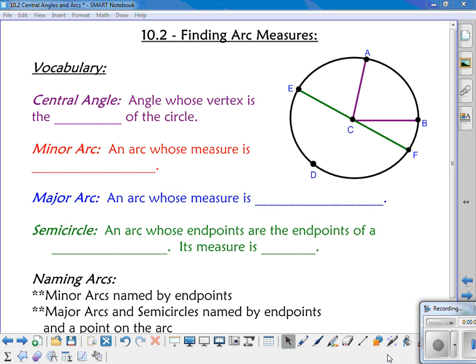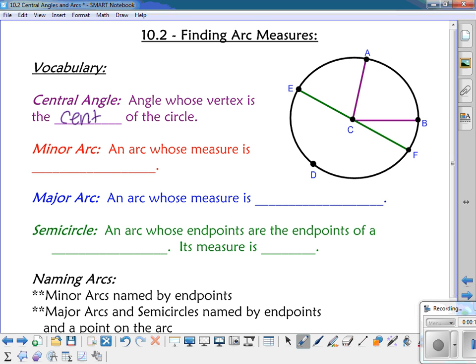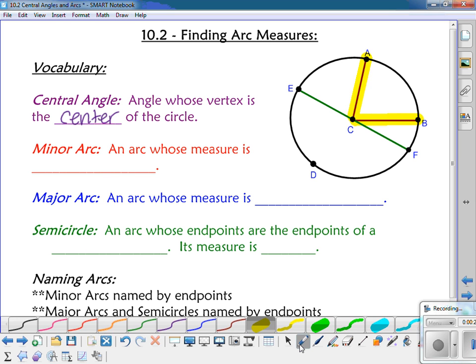So today's video we're going to be talking about finding arc measures. So first of all, some vocabulary. A central angle is an angle whose vertex is in the center of the circle. So if I look at angle ACB, for instance, ACB is a central angle.